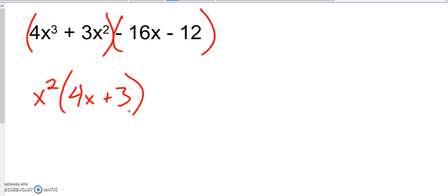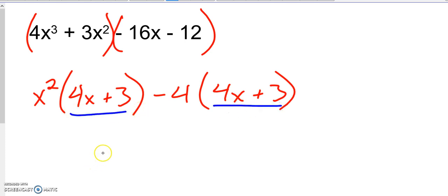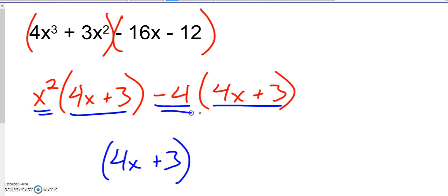And then out of the second group, I can divide out a negative 4. And I'd be left with 4x plus 3. So remember, taking out a negative will change the signs on the inside of the parentheses. And that's just because if I redistribute the negative, they'll turn back negative. So stuff that we've already gone over. So here we've got 4x plus 3. Those match, so that's one of my factors. And then we have x squared minus 4 left over.